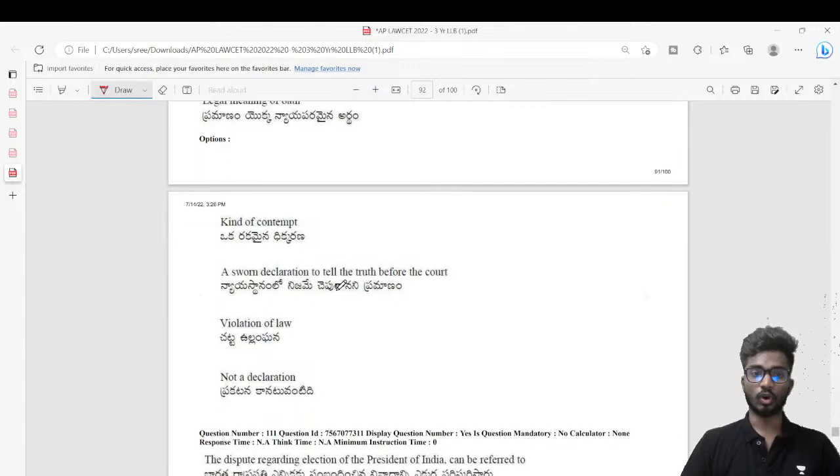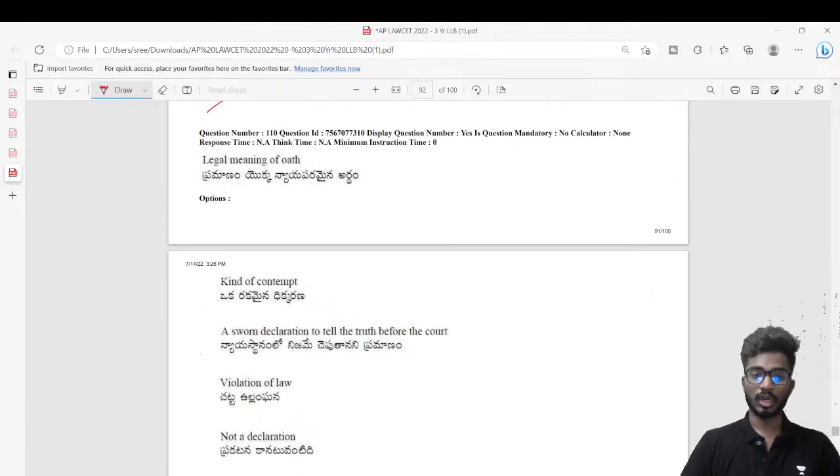Next. Legal meaning of oath. What is the legal meaning of oath? A sworn declaration, just a second, a sworn declaration to tell the truth before the court.